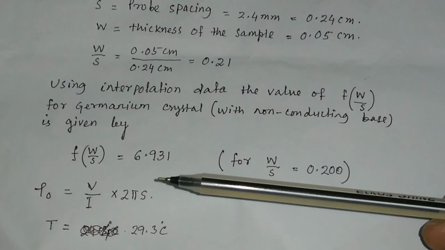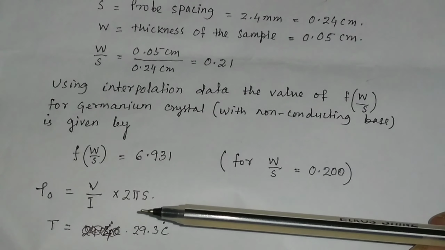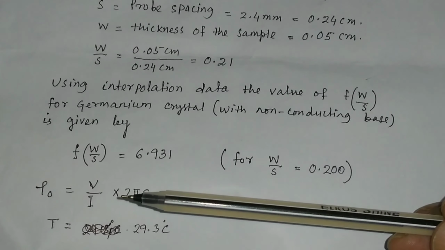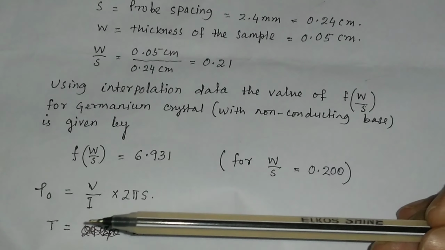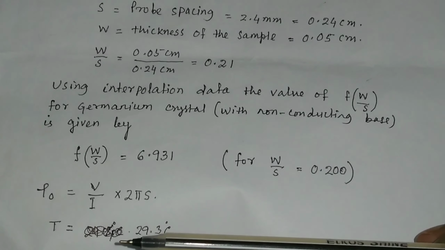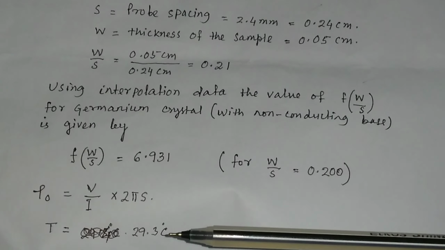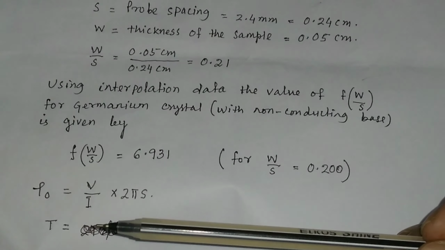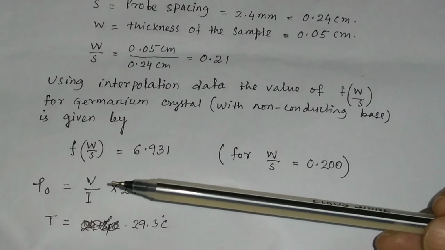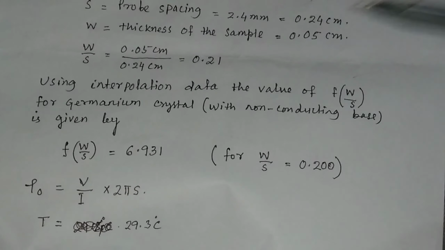And as you know, by changing the temperature, the resistivity varies. That is why, to find out the resistivity at a fixed temperature, we have to take a fixed temperature, and in this experiment we have taken the temperature as 29.3 degrees centigrade. This is the room temperature. So at this temperature we have done the experiment to calculate the resistivity of the semiconducting germanium sample.